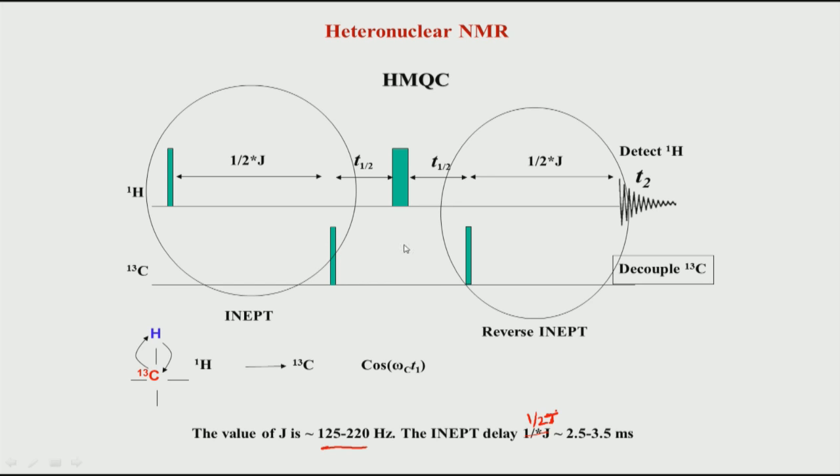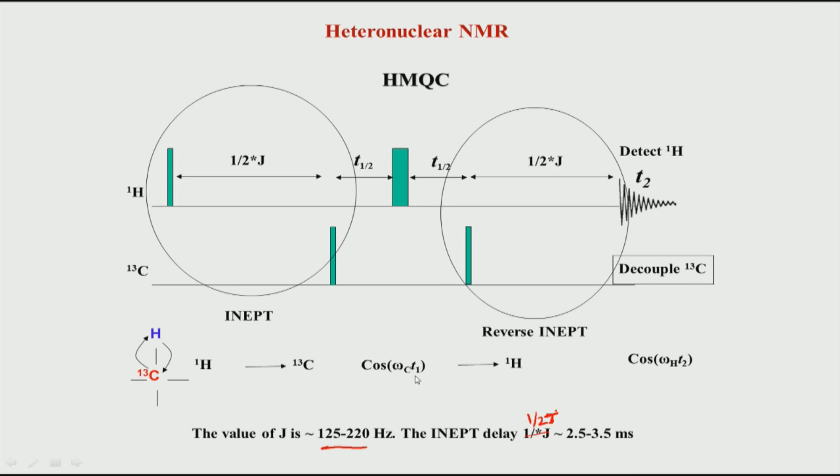That is achieved by applying this 180 at the center, and then we come back to the proton by reverse INEPT. Whatever has come back, we detect the proton chemical shift during the T2 detection period. And here again we decouple protons from carbon, so there is no J coupling interaction between these two. This is very important.